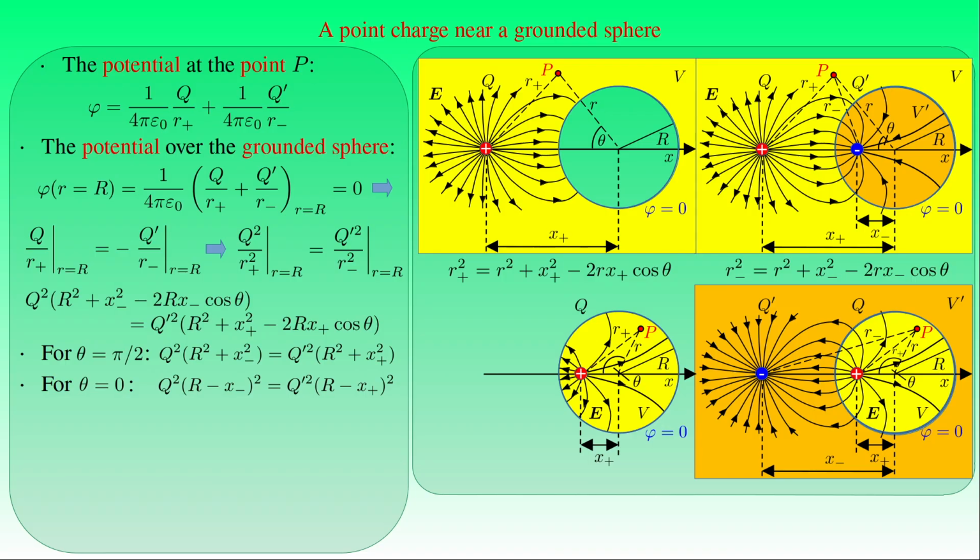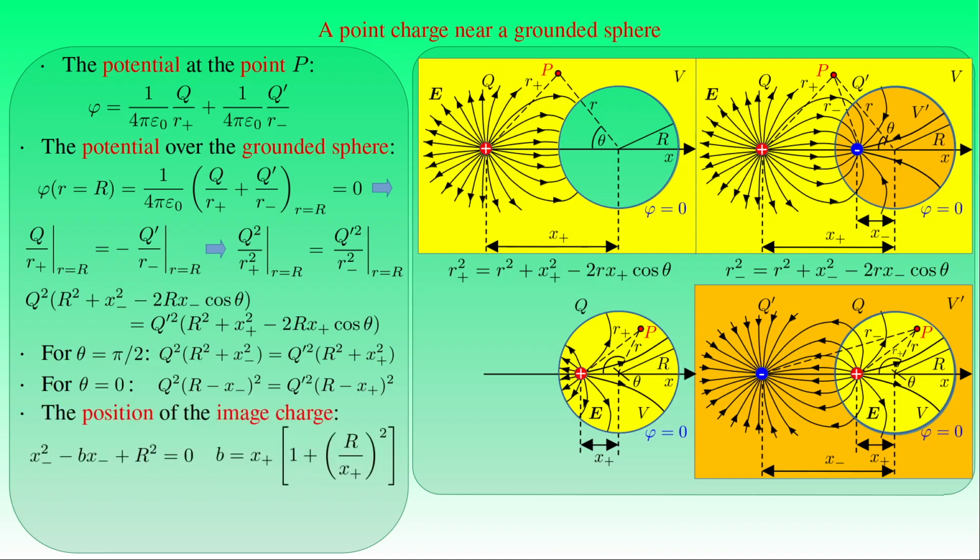We can eliminate q and q' from these equations by dividing the first equation by the second one, and simplify the result by multiplying the fractions on both sides by the product of their denominators. After expanding the square of the sums and further simplifying the result, we obtain a second-order algebraic equation in the distance x sub minus of the image point charge from the center of the sphere stating that x sub minus squared, minus a constant b times x sub minus, plus capital R squared is equal to 0, where b is defined by x sub plus times the quantity of 1 plus the square of the ratio of capital R to x sub plus.